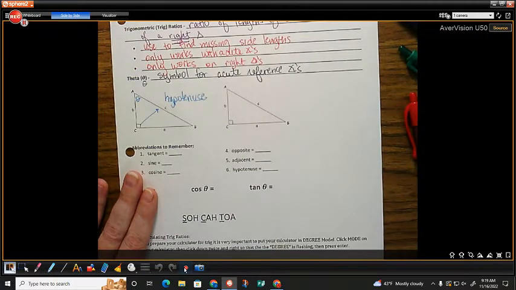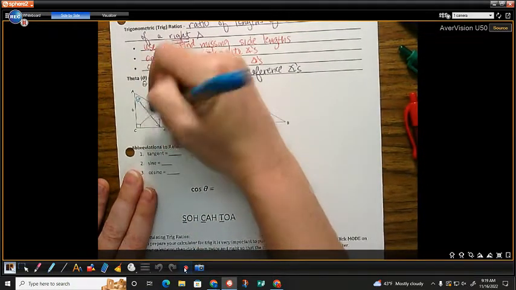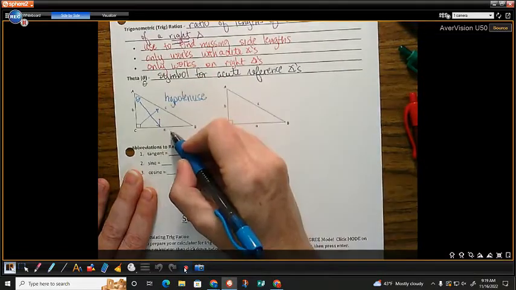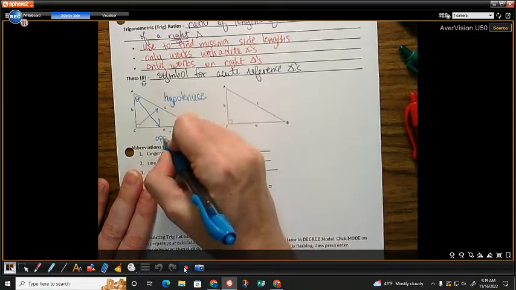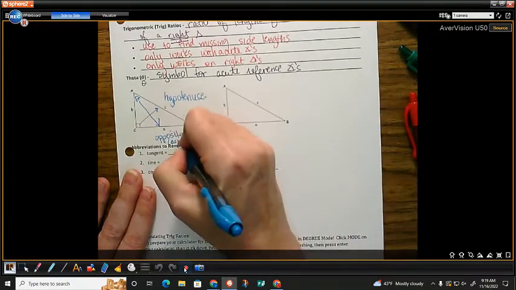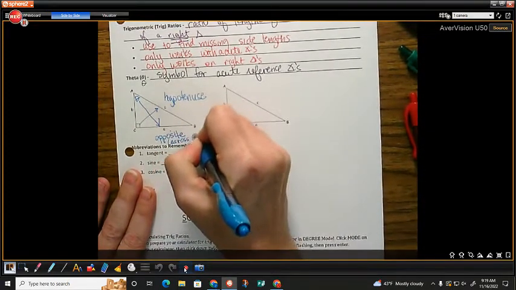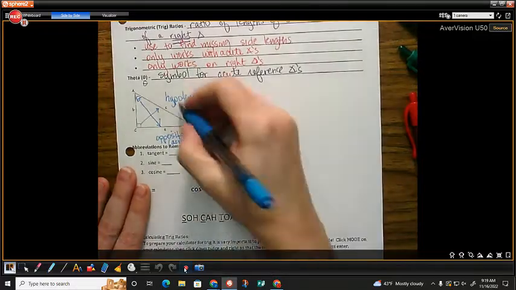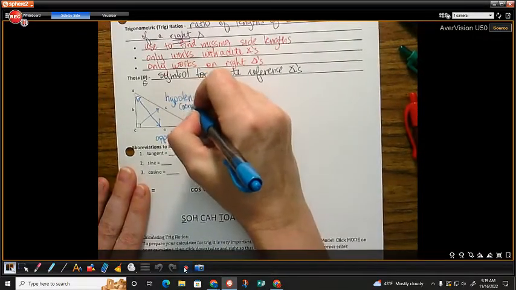Little a, little b, or little c? Which one is opposite of theta? Well, if you go across, little a, so this is your opposite side. Okay? It's always across from theta. And the hypotenuse was always what? Across from the right angle?